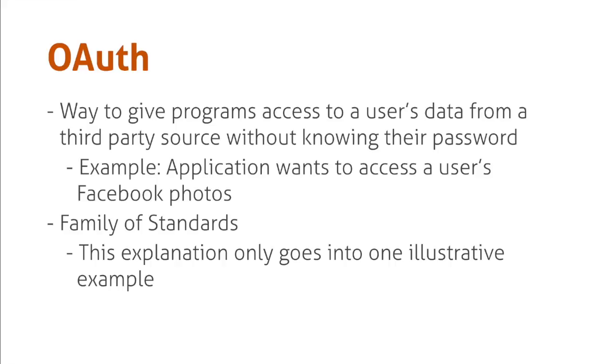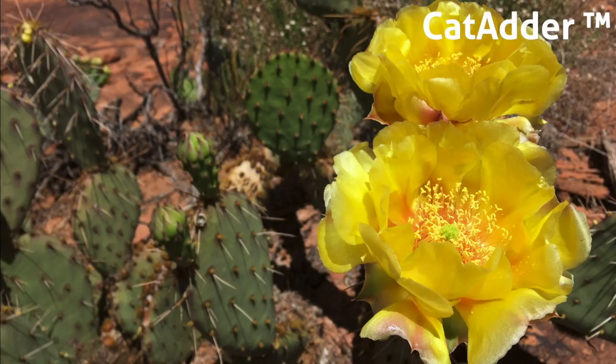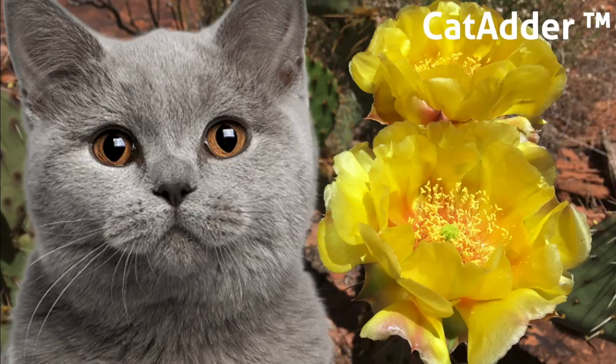OAuth is actually a family of standards, but this video is only going to go into one illustrative example to give you an idea of how it works. So let's suppose that we want to write and create an application, cat_adder, which takes a user's Facebook photos and adds a cat to them.